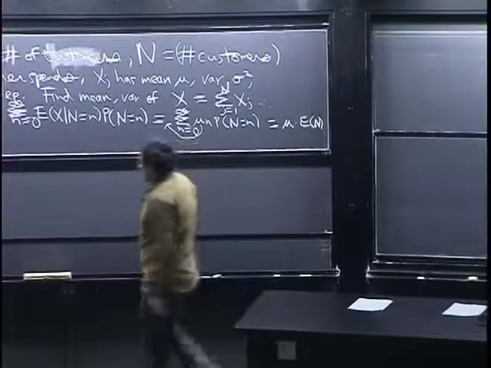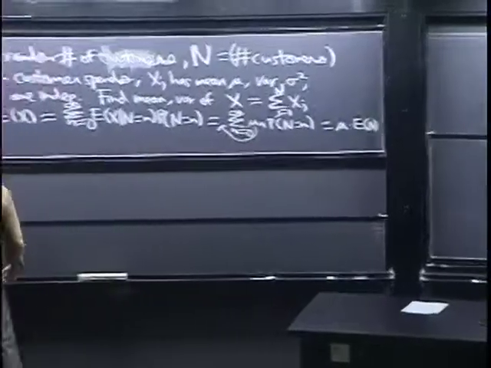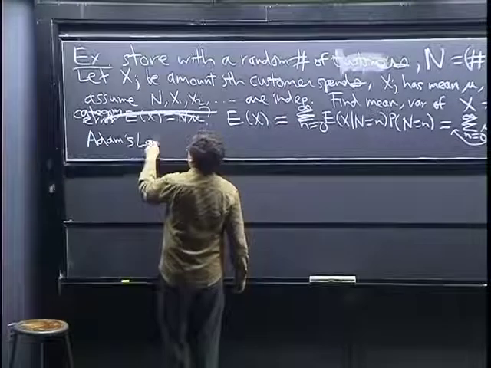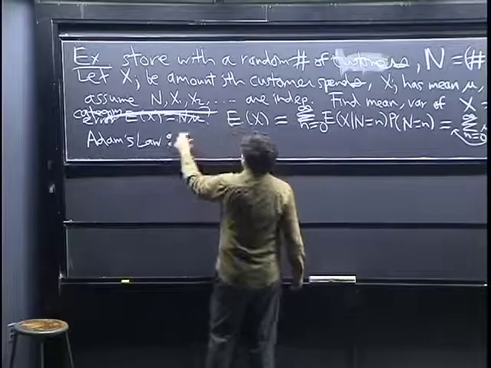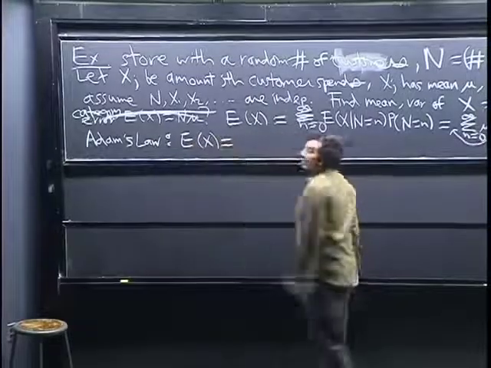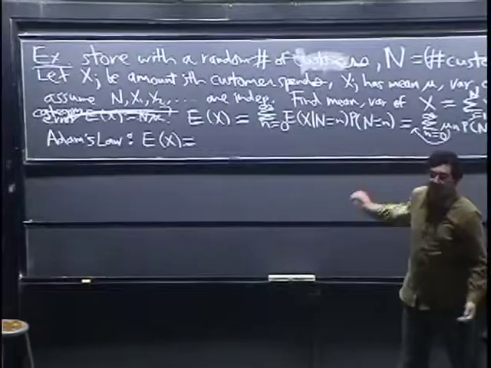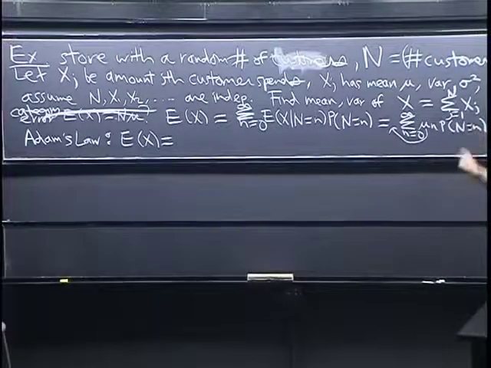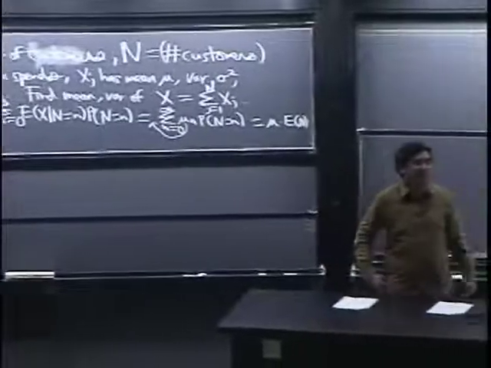So let's also do this using Adam's law, which is the same thing. It's just a more compact notation. So we want E of X. We want to condition on n, because then we can just apply linearity, right? It's more familiar to deal with a fixed number of terms rather than a random number of terms.